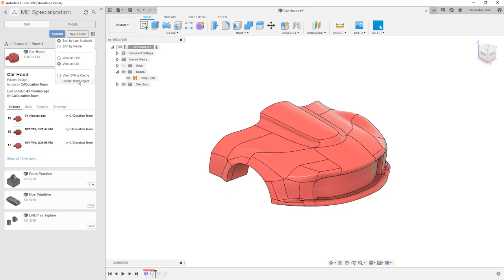It's that easy. Principle number 4, one file is all you need. Sketches, bodies, components, and assemblies are all in one design. This is probably the hardest thing for a SOLIDWORKS user to grasp.